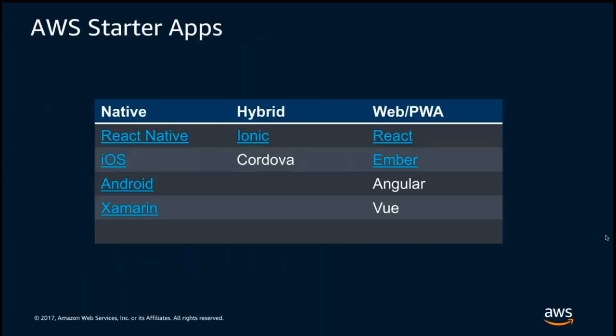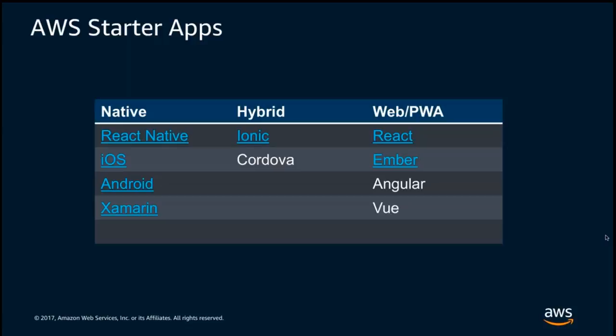So within AWS, we have starter apps for these for various types of mobile applications, hybrid, native, and as well as web and PWA. More coming in that category as well. So these are available on GitHub, and I'll go through some of these after the presentation.